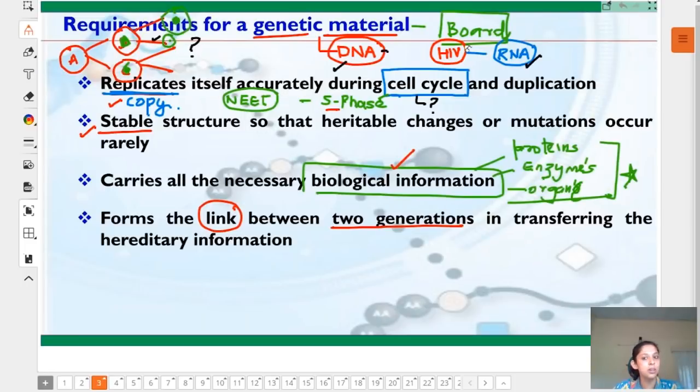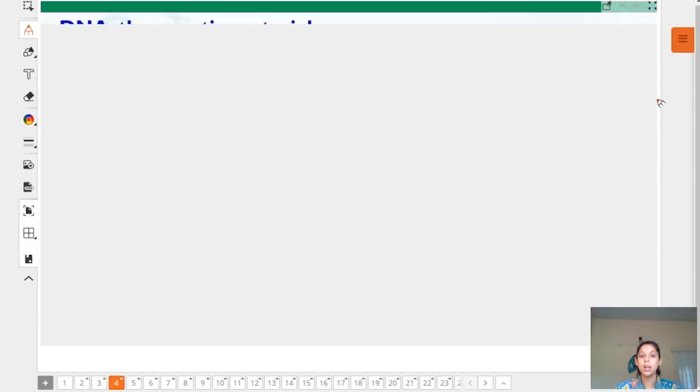So the requirements of genetic material can come in board exams. The requirements are, it should be able to replicate itself. It should be stable. It should carry biological information and it's a link. In which stage does it replicate itself? It replicates itself in the cell cycle, S phase, the synthesis phase of the cell cycle. Important NEET question. Right? Let's move on now.